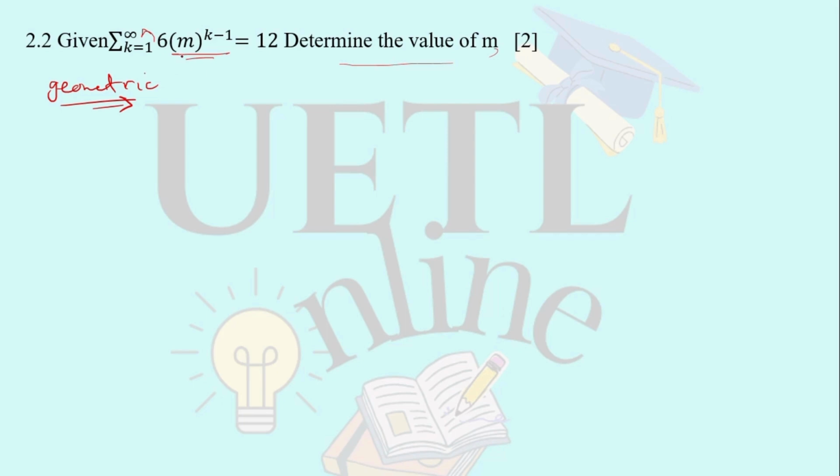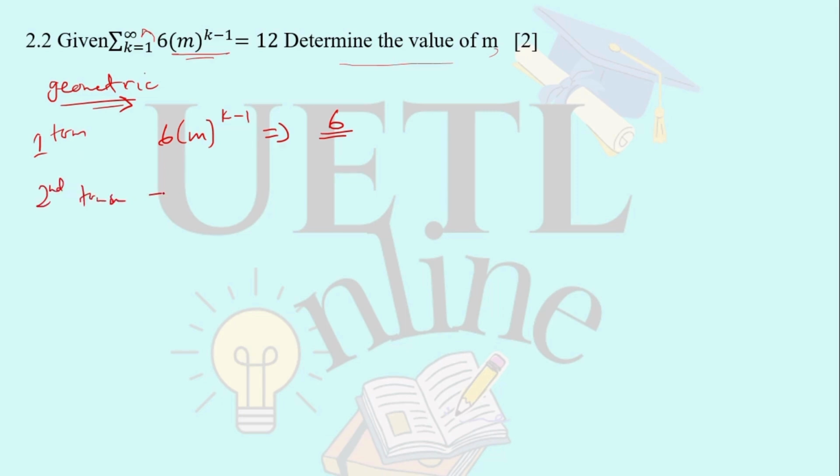To find the common ratio, what do we do? We find the first term of this expression. The first term is 6m^(k-1). To find the first term, we just have to substitute k equals 1. This means that we're going to get our first term as 6. Then the second term.